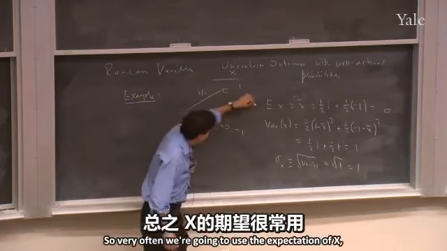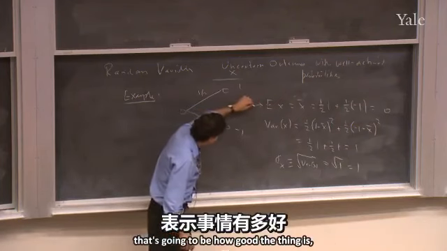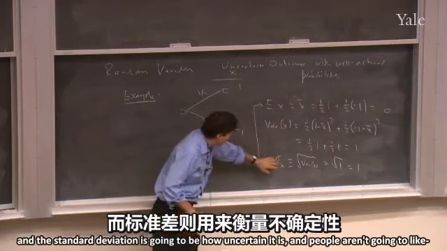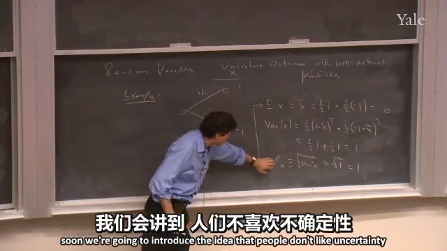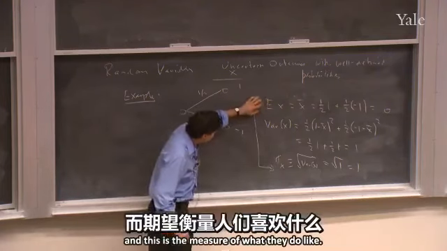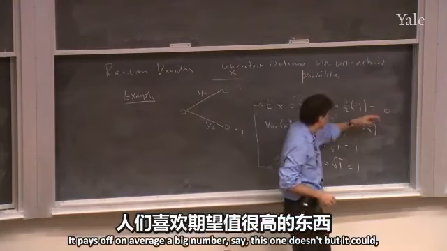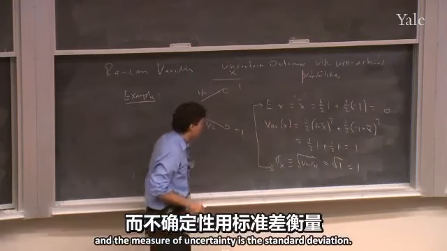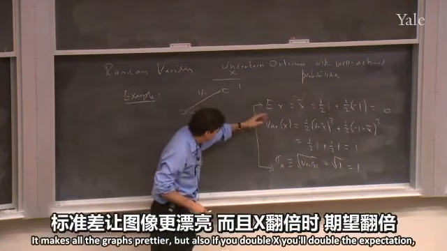So very often we're going to use the expectation of x. That's going to be how good the thing is. And the standard deviation is going to be how uncertain it is. Soon we're going to introduce the idea that people don't like uncertainty. And this is the measure of what they do like. It pays off on average a big number, say. This one doesn't, but it could. And the measure of uncertainty is the standard deviation. I choose that rather than the variance for a reason you'll see. It makes all the graphs prettier.